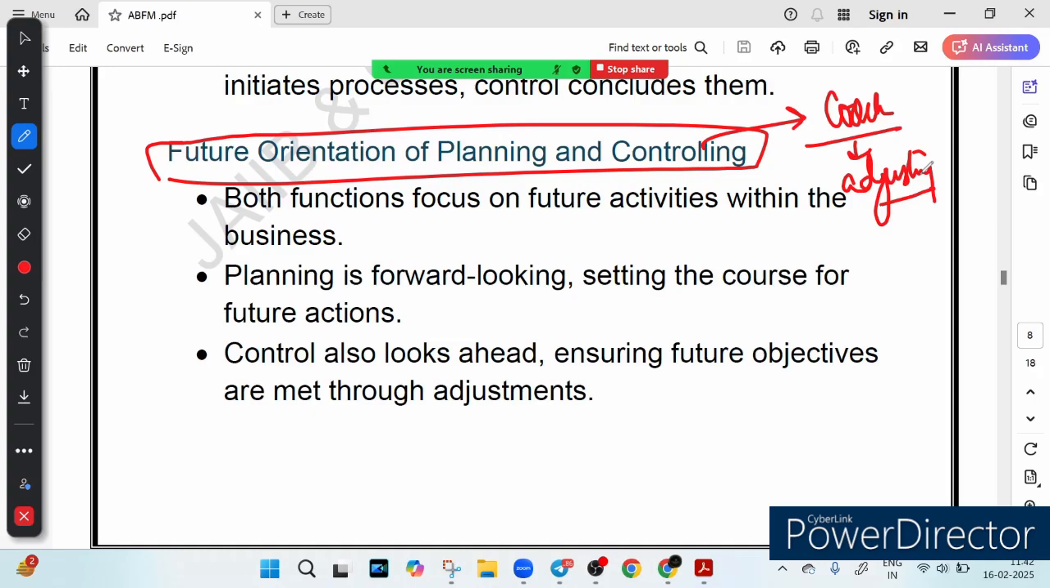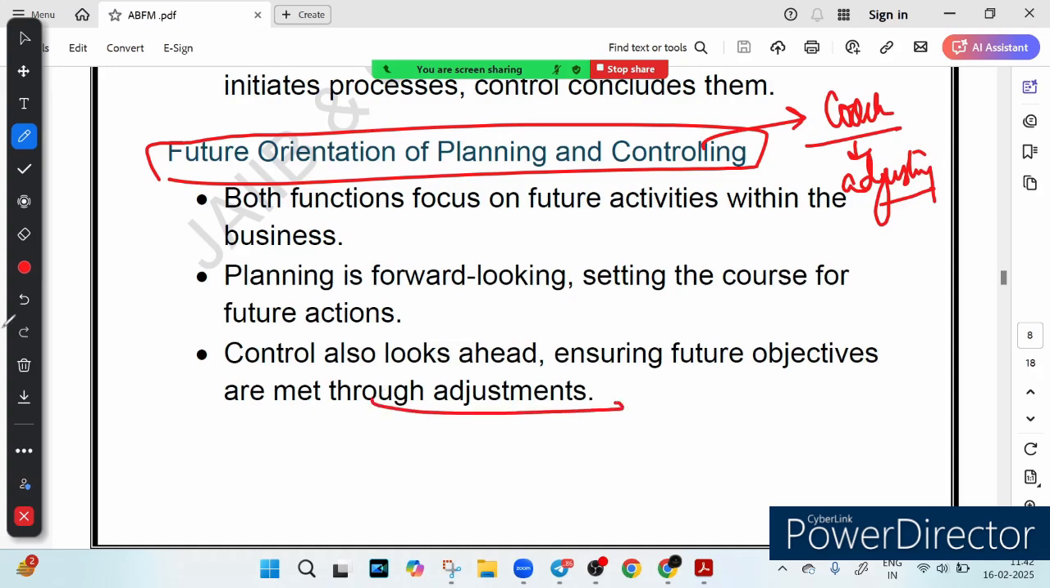So you plan your product, your marketing, your team, your budget, but what if the sales drop? Then controlling comes into the picture. So what we learn is that a business without future planning is like a ship without a compass, but without control, even the best plan can fail, right? That is how you can see that controlling is so important.